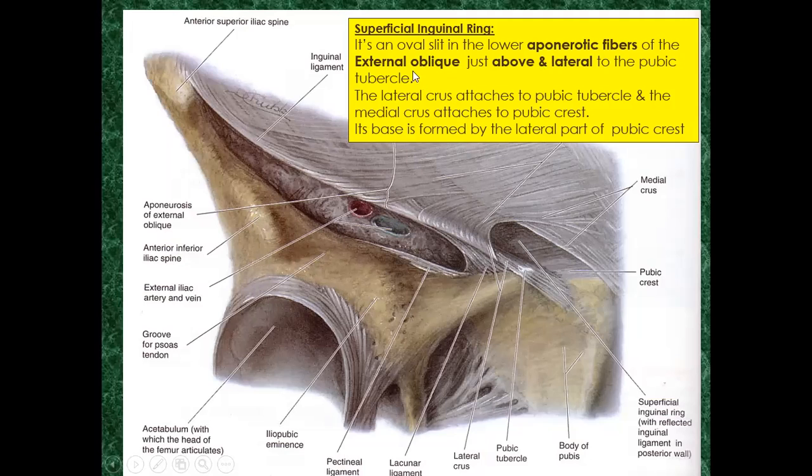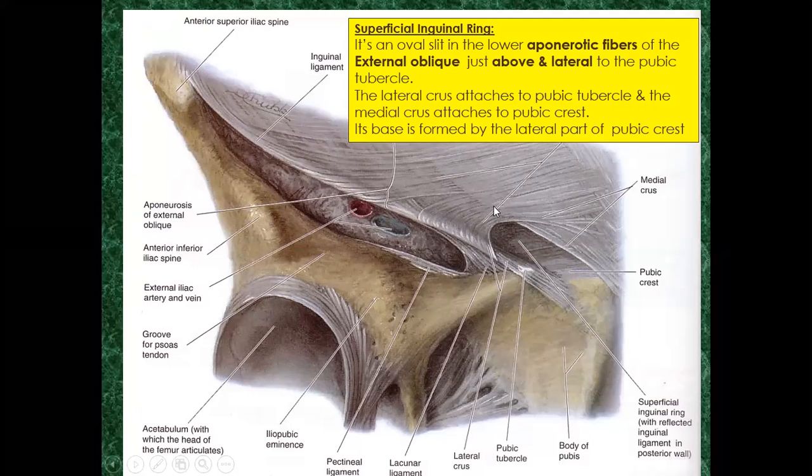This is called the superficial inguinal ring, just above and lateral to the pubic tubercle. Here, as I said, this is the pubic tubercle, this is the pubic crest. So just above the pubic tubercle, you can see an opening. This is called the superficial inguinal ring. This is a very important ring, especially in case of the inguinal hernia. If you understand this concept, then you can understand inguinal hernias better. The lateral crus attaches to the pubic tubercle.